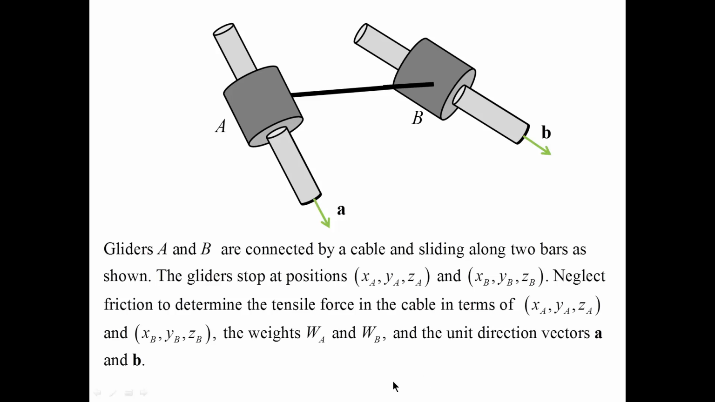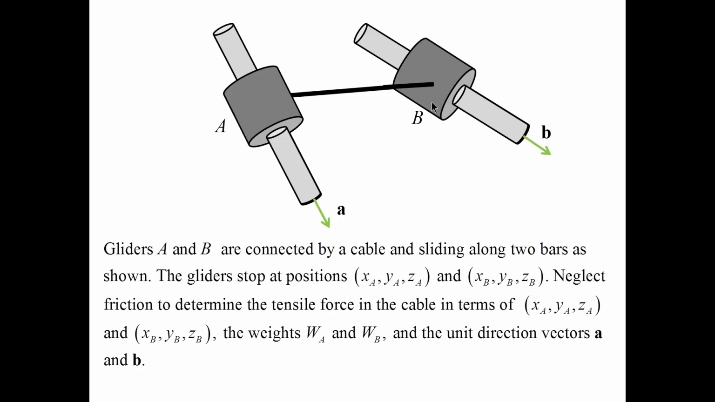In this problem, we have two gliders, A and B, sliding down along cylindrical bars, each bar identified by the unit vector, which is along the axis of the bar, and the locations of the gliders are given: XA, YA, ZA for the glider on the left, and XB, YB, ZB for the glider on the right.